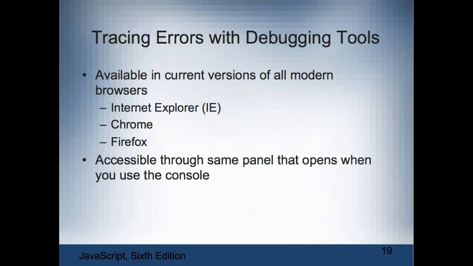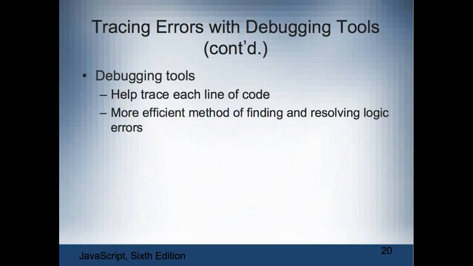It's best to trace some errors with the debugging tools that are available in current versions of all our modern browsers: Internet Explorer, Chrome, and Firefox. These debugging tools are accessible through the same panel that opens when you use the console. Debugging tools help trace each successive line of code and provide a more efficient method of finding and resolving logic errors.